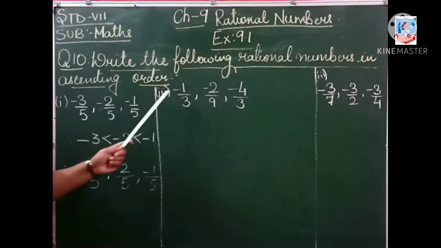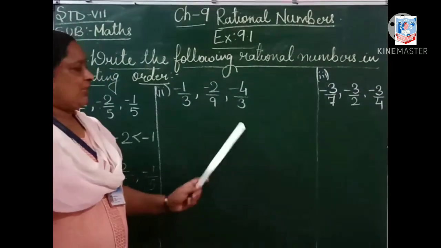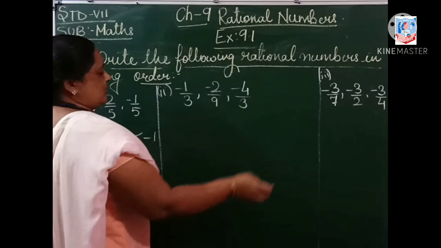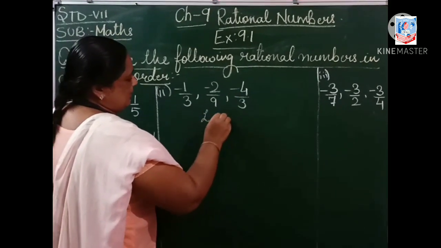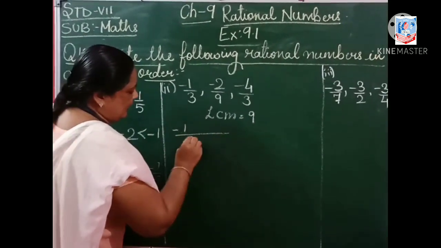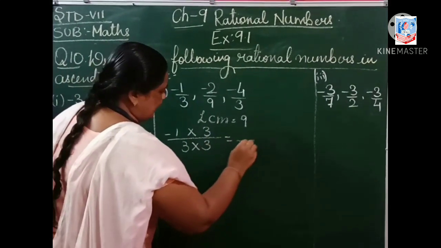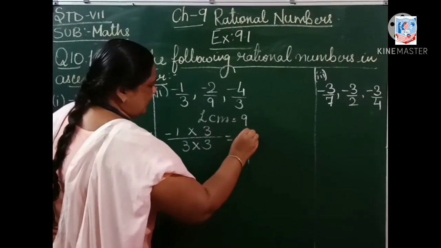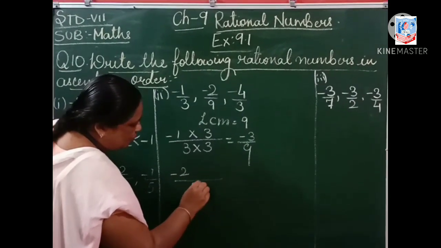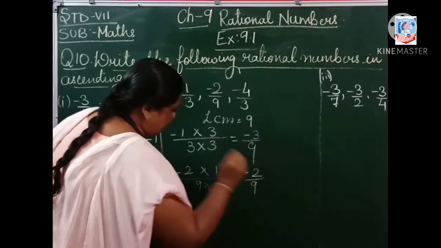Now here the second sum, minus 1 by 3, minus 2 by 9 and minus 4 by 3. Now here what will we do? We will make the common denominator. So the LCM of these numbers is 9. LCM is equal to 9. Minus 1 by 3 into 3, 3 into 3 is 9. Minus 1 into 3 is minus 3. Next, minus 2 by 9 into 1 is minus 2 by 9.